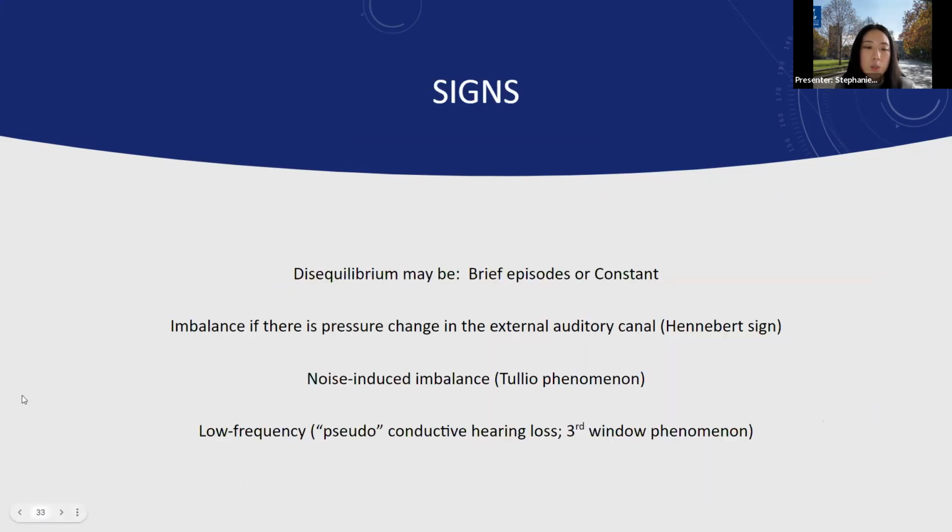In terms of signs to look out for in clinic, they include disequilibrium, which may be brief episodes or constant. Imbalance if there is a pressure change in the ear canal. Noise-induced imbalance, so they might be complaining about loud noises, such as ambulance sirens or children crying, that might make them feel very unsteady. And also low frequency conductive hearing loss. Next slide, please.